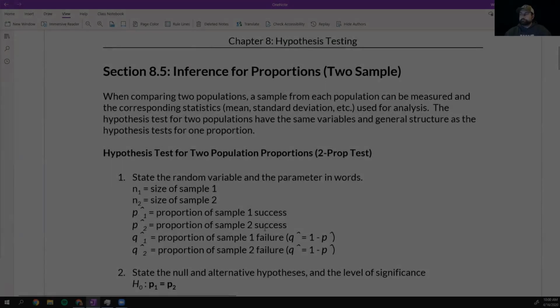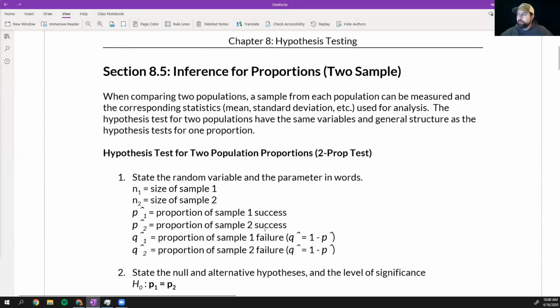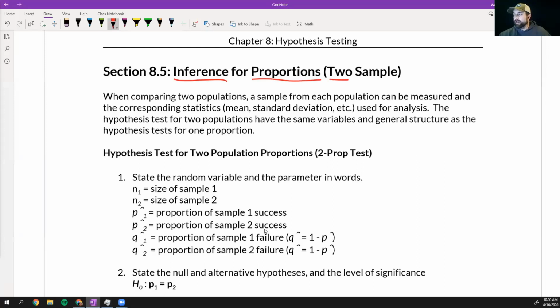So this is 8.5. And once again, we are talking about not means, but proportions. We're talking about hypotheses, inferences of proportions. In this case, we've got two samples. And again, a quick refresh would be to go back and look at 7.5 and the mathematics that we used to find the mean of two proportions. So again, 7.5 talked about the mean of two proportions.